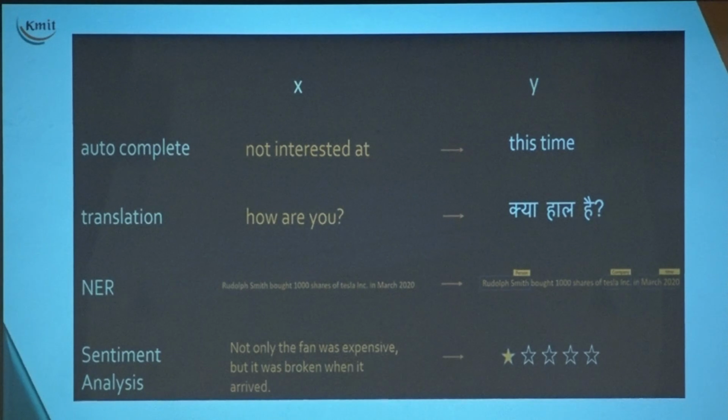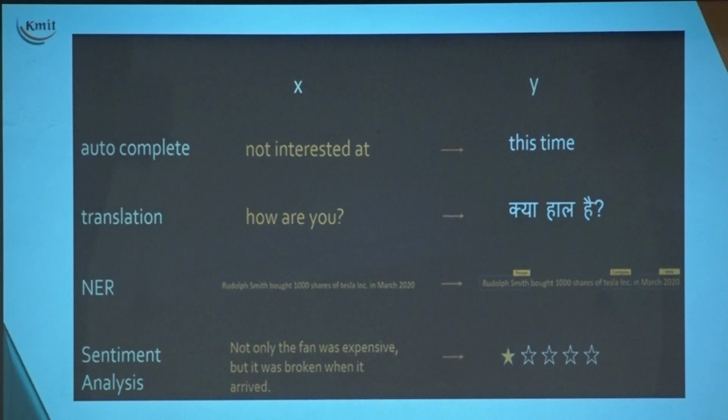Okay. Now what does RNN do? RNN will do auto translation, auto completion. Not interested in what is the input. So what is the output that is translated? Not interested at this time, this time is the prediction. Next, translation, how are you? Okay, that is also translated.